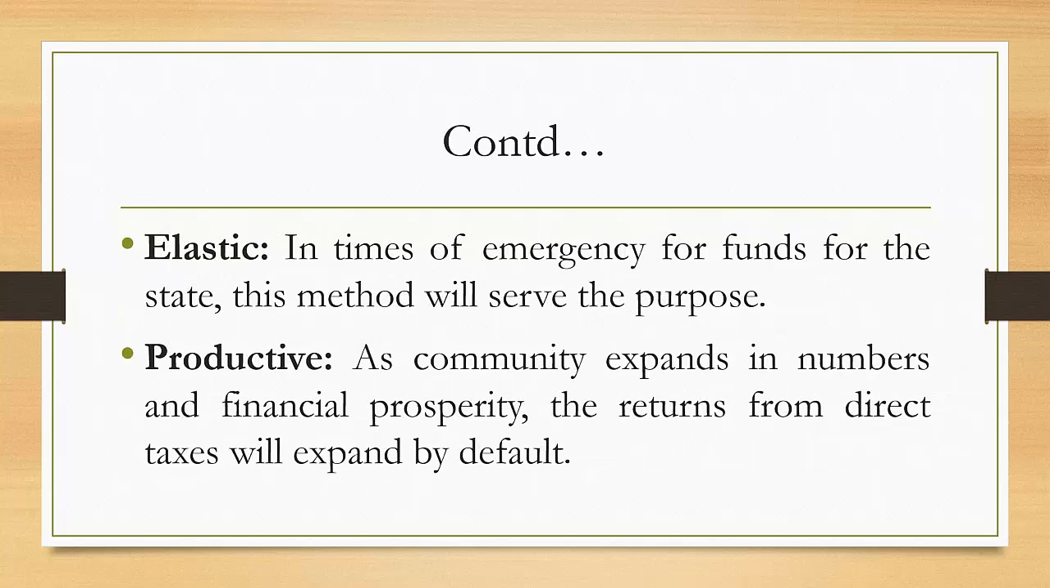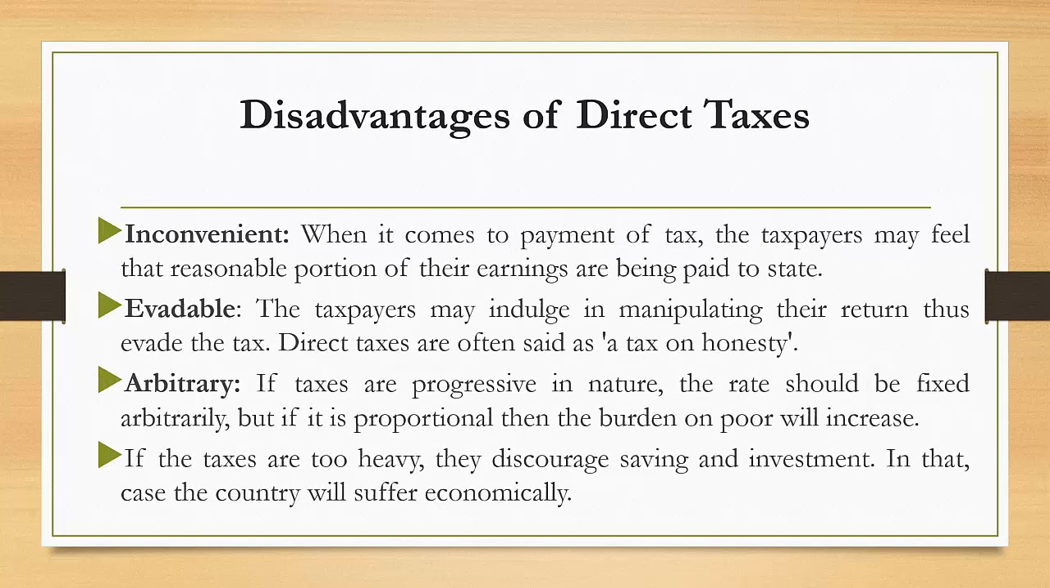The next advantage is that it is elastic, meaning in times of emergency need for funds for the state, this method will serve the purpose, and these taxes are productive as well. As the community expands in numbers and financial prosperity, the returns from direct taxes will expand by default. When more people join the workforce and start their jobs in different organizations, they will come automatically into the tax network, and their organizations will deduct tax from their salaries and deposit it in the government's treasury.